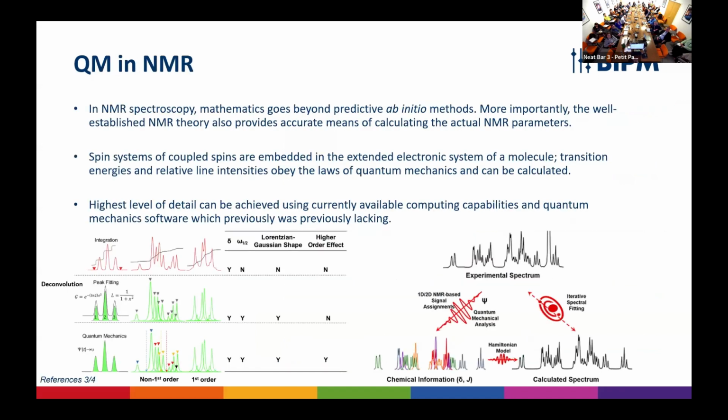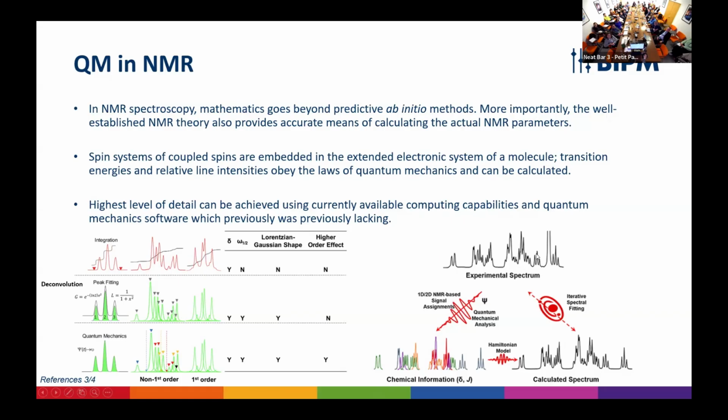So when we look at summarizing everything I just said, and comparing it to the other methods here, for NMR spectroscopy, different mathematical models can go beyond the foundation models. But for more established theory, we want to be able to calculate the actual NMR spin parameters that were being tested. When we look at the electronic system of a molecule, all the transition energies and relative line intensities obey these laws of quantum mechanics that I previously outlined, and therefore can be calculated. However, deconvolution, line fitting, and predictive models can work in tandem to aid in this.